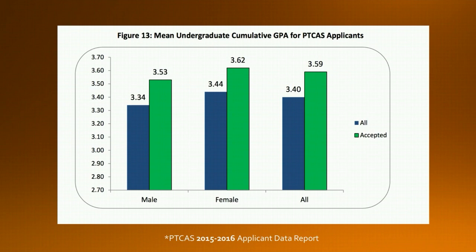Okay, so this is from the applicant data report from this last year. This shows the mean cumulative GPA. And you can see here, the numbers don't lie. This is where people are right around a 3.6, right between a 3.5 and a 3.6 is kind of the cumulative GPA.